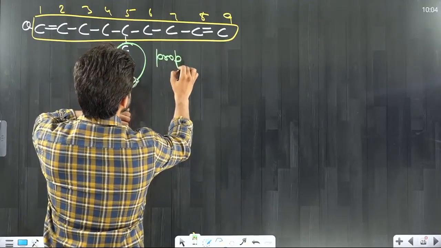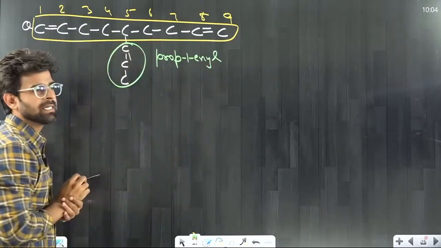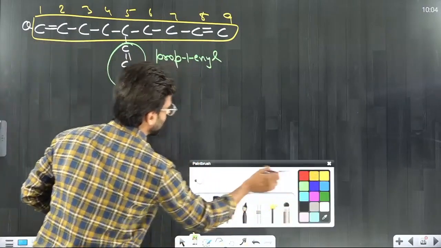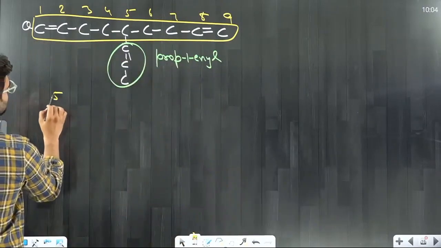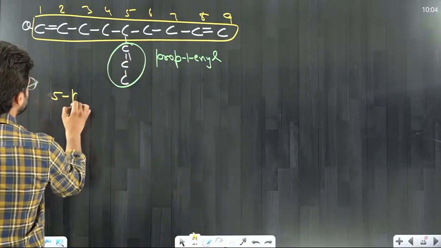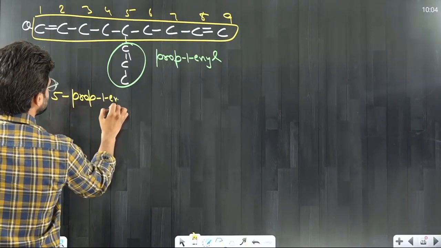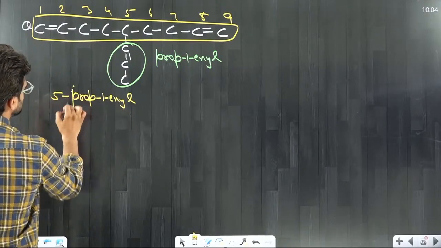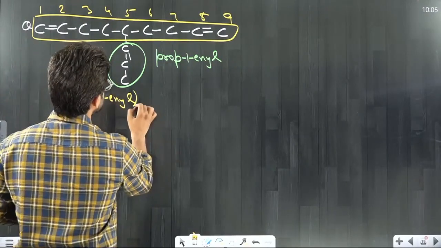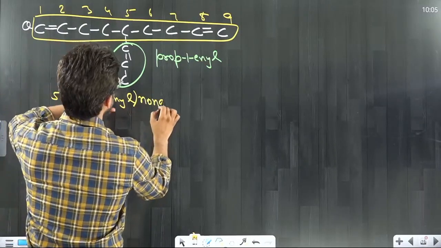Or you can give the name propene-1-yl, like this one. Okay? It is for the substituent. Where is it present? On which carbon? 5th carbon. On the 5th carbon, what do we have? Prop-1-enyl. Right? Just to make sure, it is 5-prop-1-enyl. Now which one is next? Nona, beta.